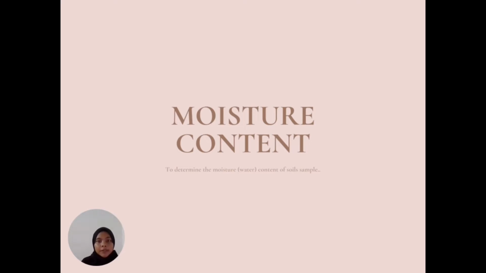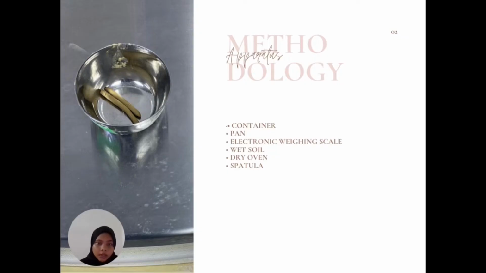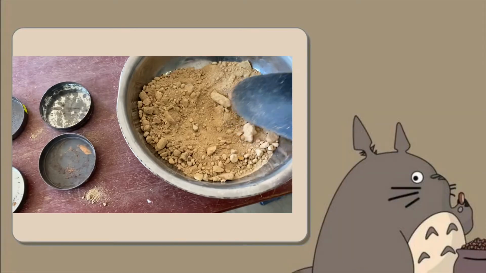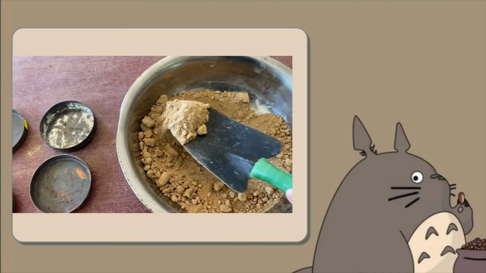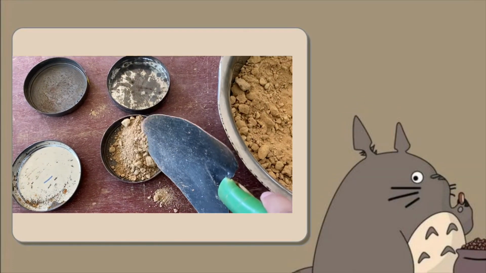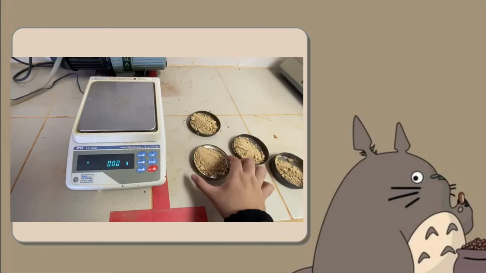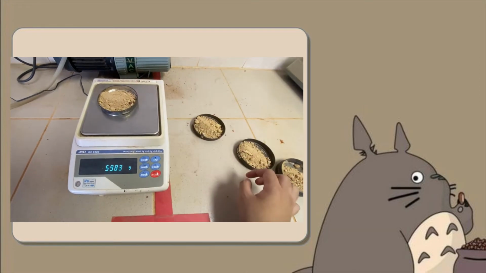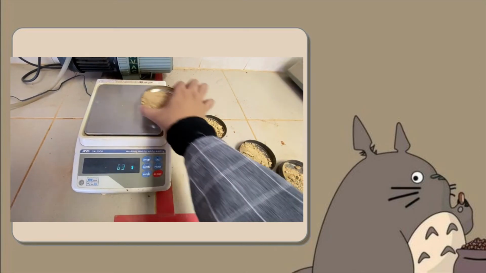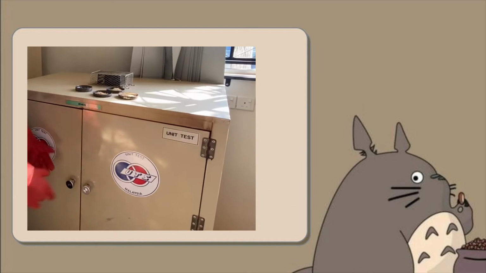The objective of this experiment is to determine the moisture water content of soil samples. The apparatus used is as below: container, pan, electronic weighing scale, wet soil, dry oven, and spatula. The empty container is weighed and the mass obtained is recorded as M1. The wet soil is poured into the empty container. The mass of the container plus wet soil is weighed and recorded as M2. The procedures are repeated for another 2 samples.